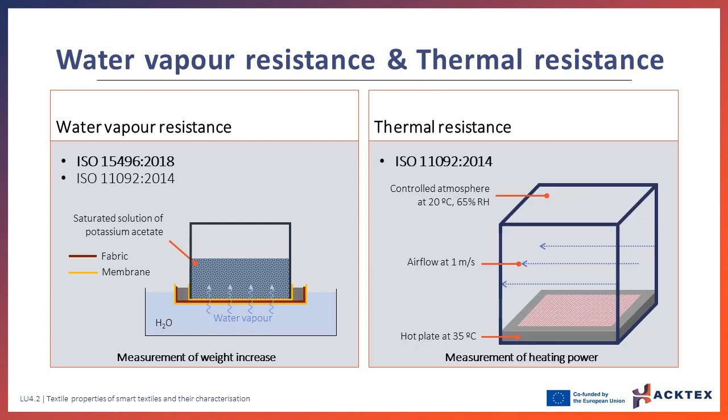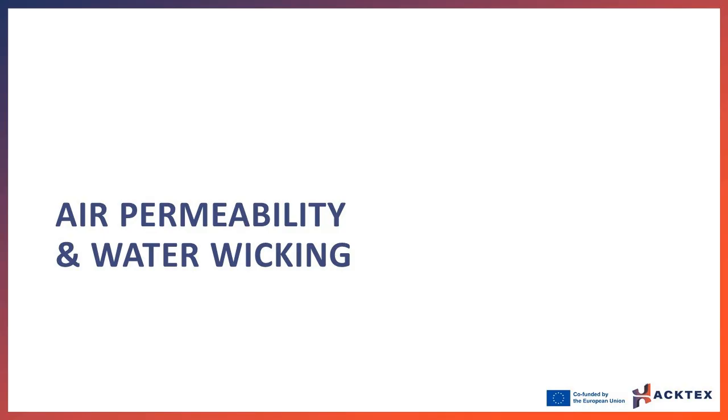The thermal resistance of the fabric measures the capacity of the textile to create a thermal barrier between the heat source and what has to be protected by the fabric. It is very important to know the level of protection for clothing and technical applications. There are different tests to determine the thermal resistance of textiles, but the most commonly used is the hot plate test.